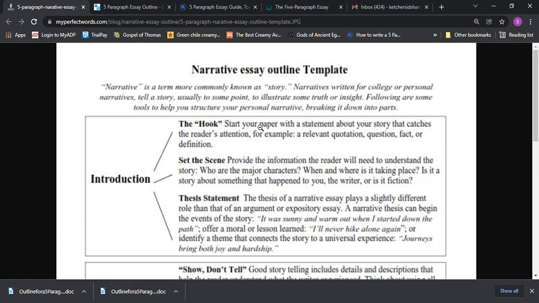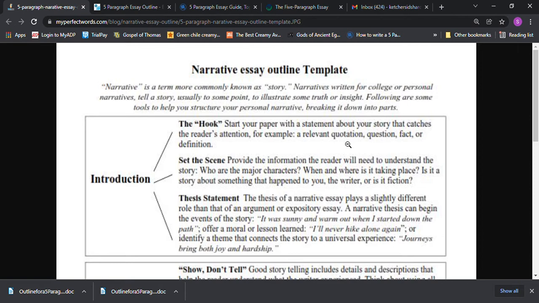The hook: start your paper with a statement about your story that catches the reader's attention. For example, a relevant quotation, question, fact, or definition. Set the scene. Provide the information the reader will need to understand the story. Who are the major characters? When and where is it taking place? Is the story about something about to happen, something that happened to you, the writer, or is it fiction?